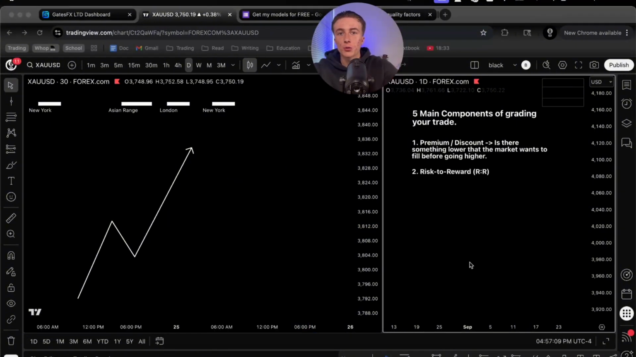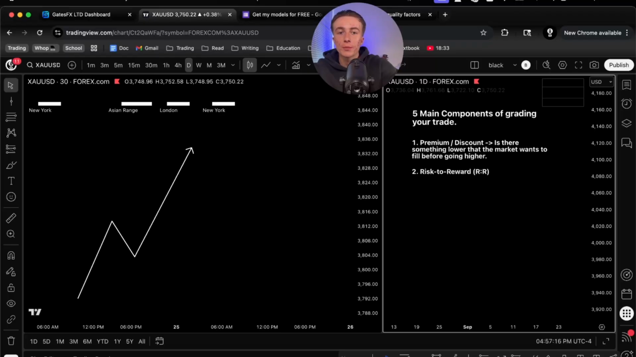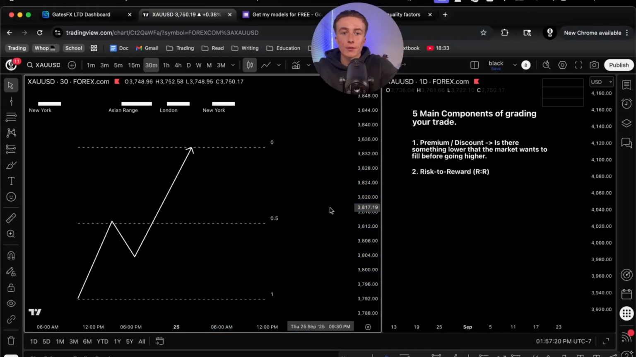The second factor is going to be risk to reward, and it goes hand in hand with premium and discount. If you're trying to catch a buy setup from the premium, then your risk to reward is going to be worse than if you were to trade from the discount. But risk to reward is one of those things that's also going to instantly tell you whether your setup is an A plus or whether it's an A or B setup.